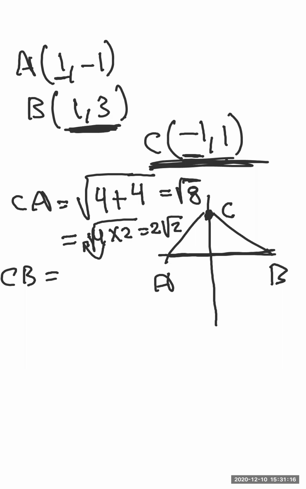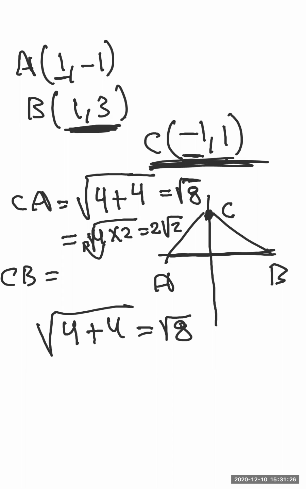Negative 1 minus 1 means negative 2. Squared means 4. Plus 1 minus 3, negative 2. Squared means 4. So the same, square root of 8, which is equal to 2 square root of 2. So CA equals CB. Therefore, the point C lies on the axis of symmetry of AB.